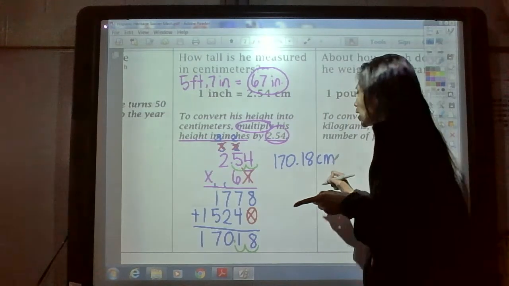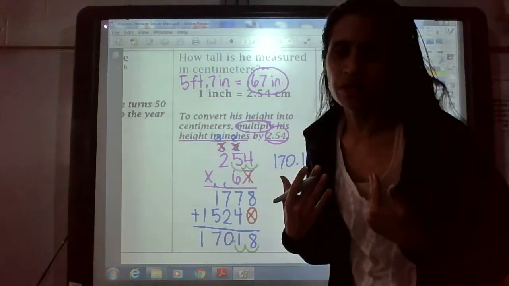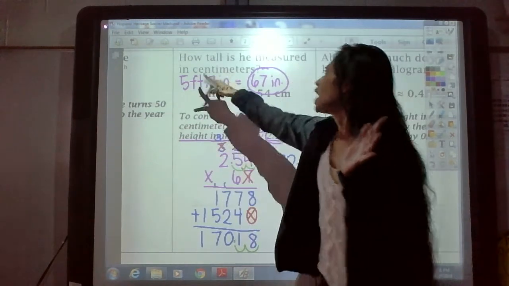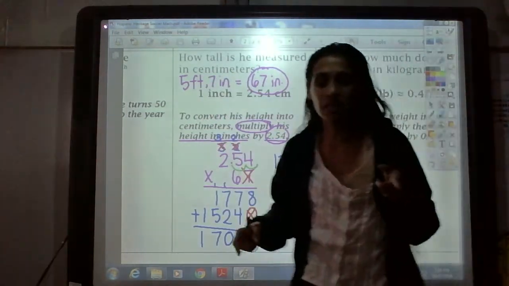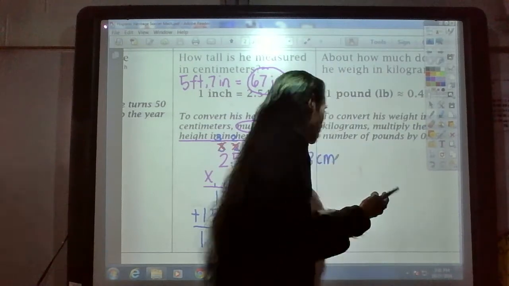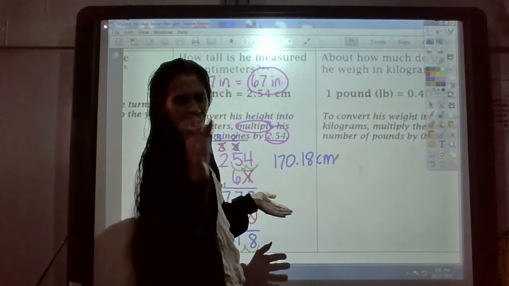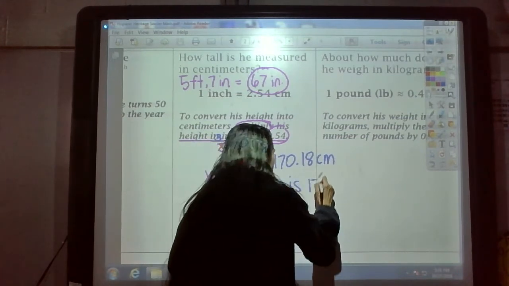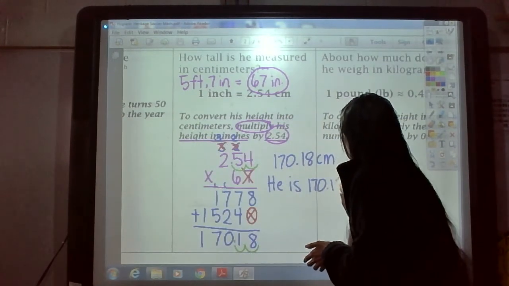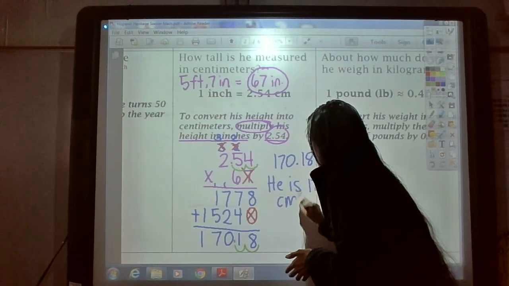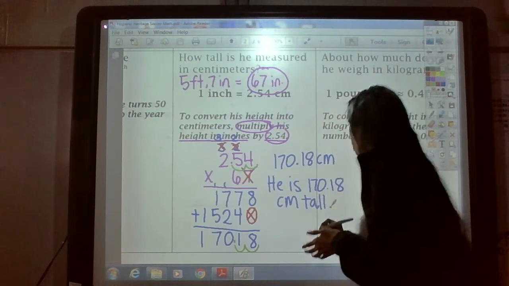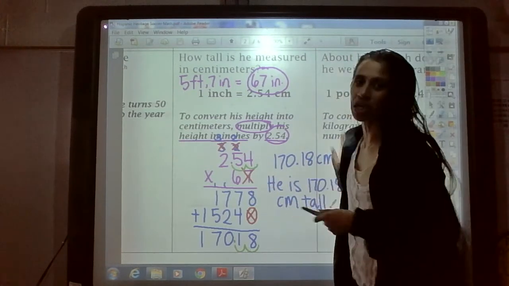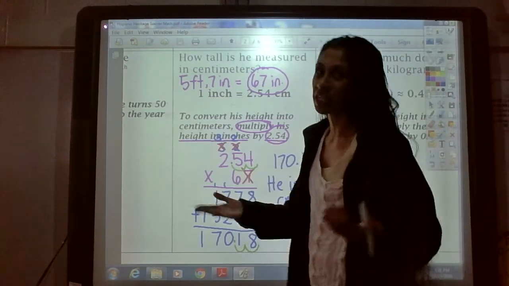Centimeters. And I'm so fancy, I'm going to write a sentence. You can write a sentence too if you're fancy like that. How tall is he measured in centimeters? He is, or you could say he is measured, that's even a better sentence, he is 170.18 centimeters tall. Put a period at the end, uppercase at the front. Mine kind of went over, so try to squeeze it in. If you need scrap paper, that's fine too.